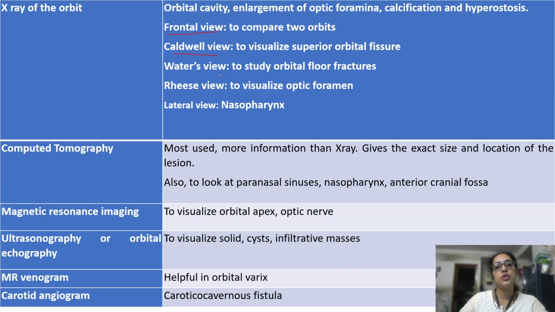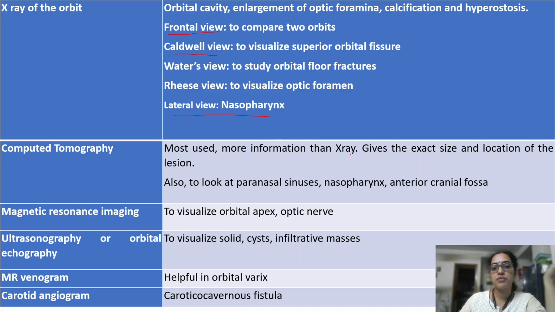Whereas Waters' view is to study the orbital floor fractures, and it's performed by tilting the head backwards so that you can visualize the orbital floor. Rhese view is again to visualize the optic foramen. It is taken in a lying down position with the forehead touching on the horizontal meridian. Then lateral view is to assess the nasopharynx. CT is the most commonly used modality of investigation.